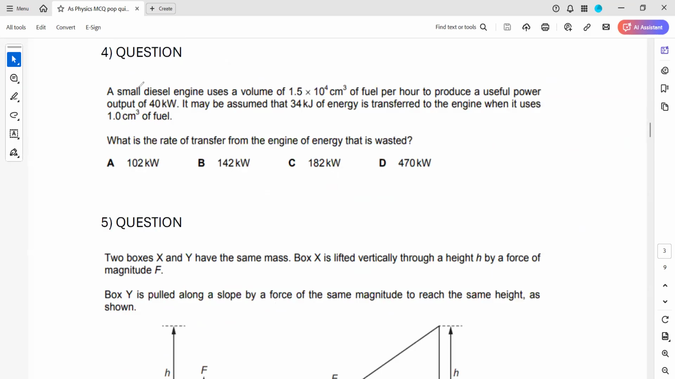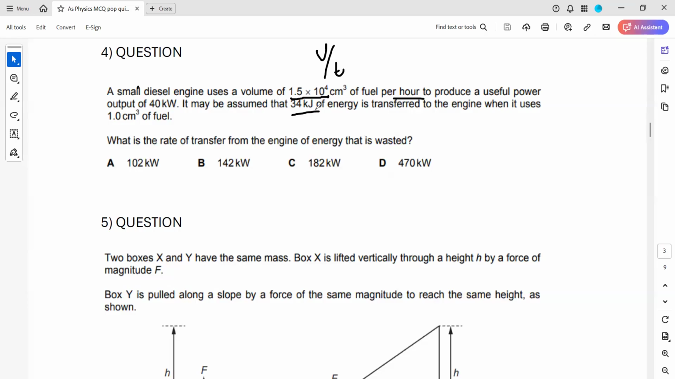A small diesel engine uses a volume of 1.5 × 10^4 cm³ of fuel per hour. So this is a volume per time, used to produce a useful power output of 40 kilowatts. It may be assumed that 34 kilojoules of energy is transferred to the engine when 1 cm³ of the fuel is used. So when 1 cm³ of fuel is used, it will transfer this much energy. What is the rate of energy transfer from the engine that is wasted?